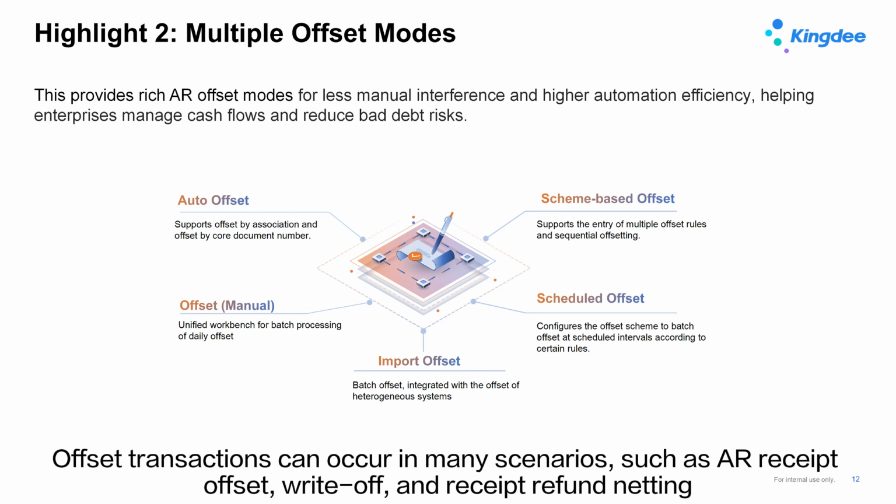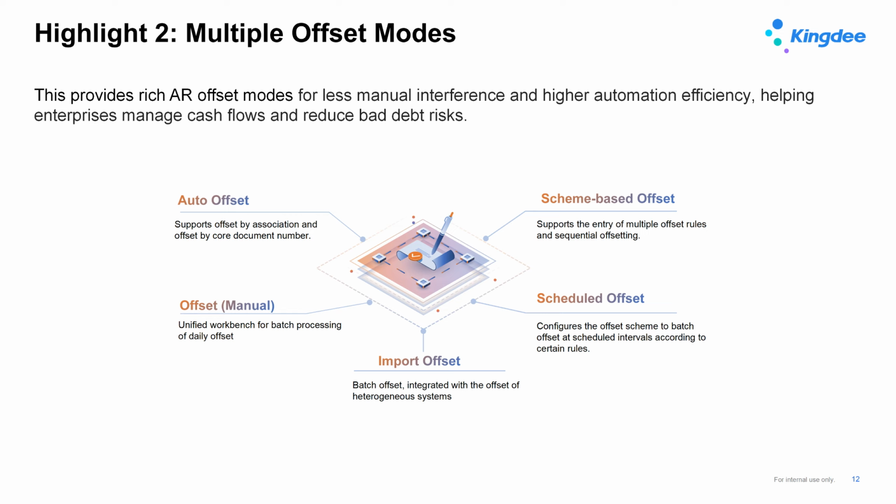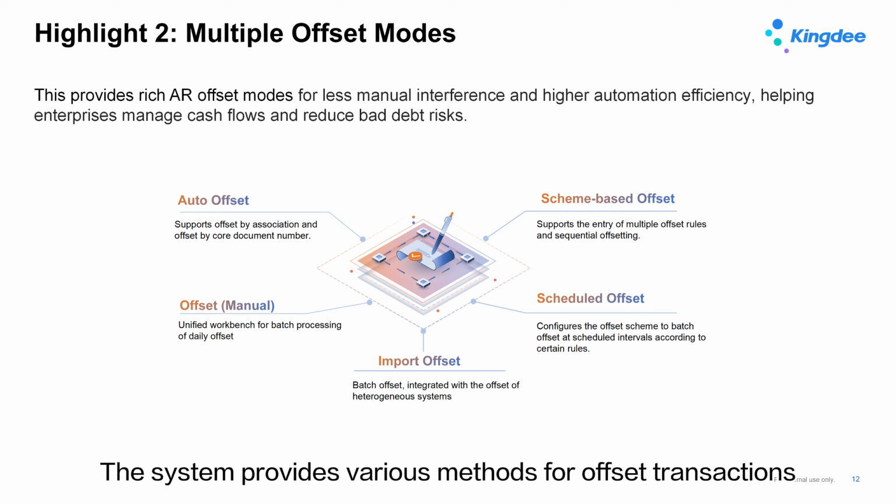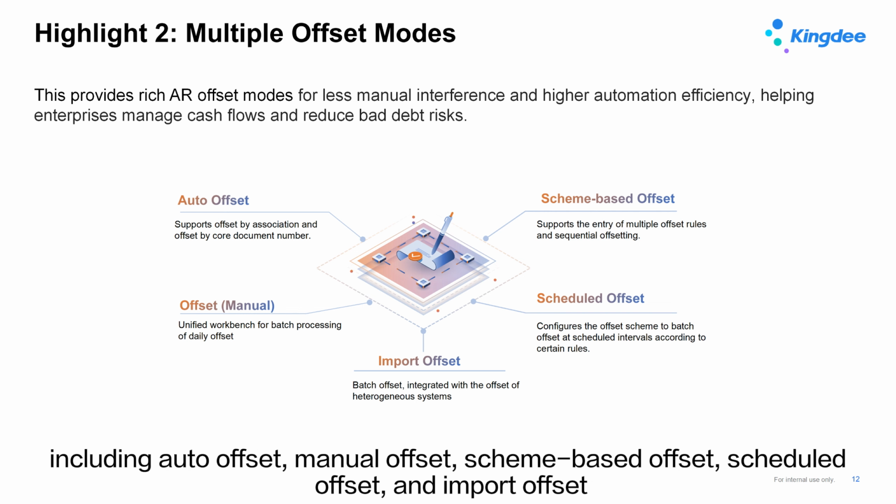The second highlight covers multiple offset modes. Offset transactions can occur in many scenarios, such as AR receipt, offset, write-off, and receipt refund netting. The system provides various methods for offset transactions, including auto offset, manual offset, scheme-based offset, scheduled offset, and import offset.